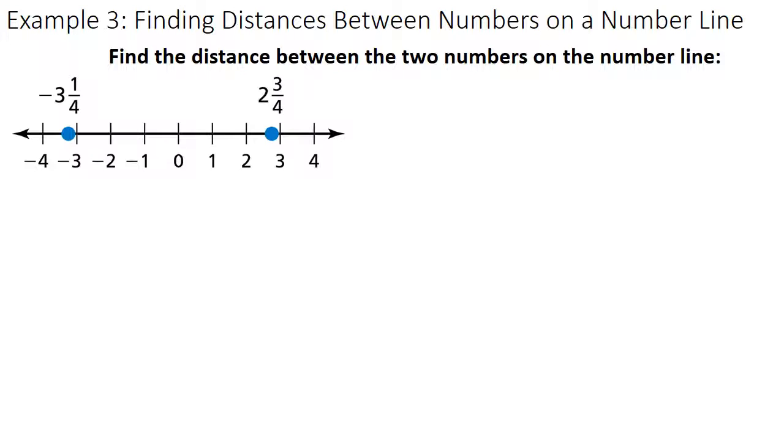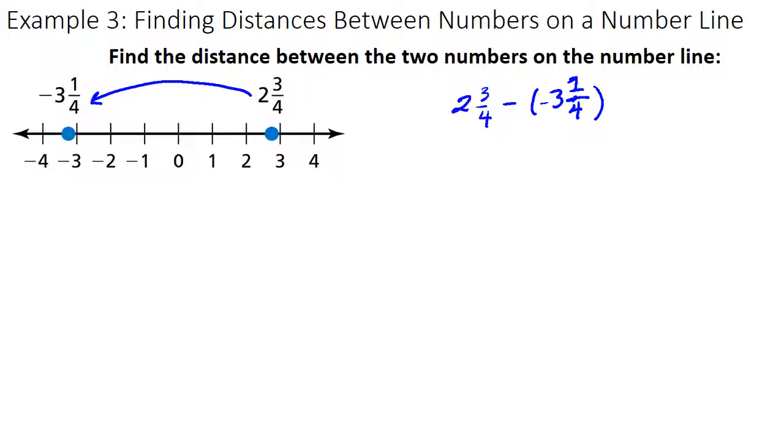So for an extra example on this, we're going to be finding the distances between numbers on a number line. In order to find the distance between two numbers on the number line, we are going to subtract them to find the distance between them. So if we're trying to find the distance between 2 and 3/4 and negative 3 and 1/4, what we're going to do is take 2 and 3/4, and subtract negative 3 and 1/4.